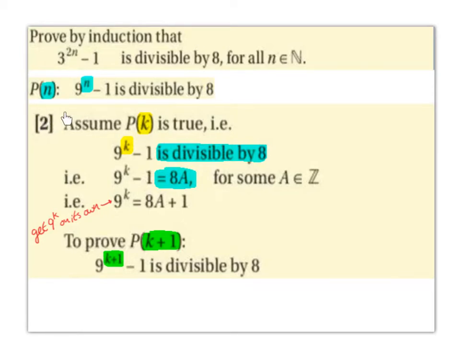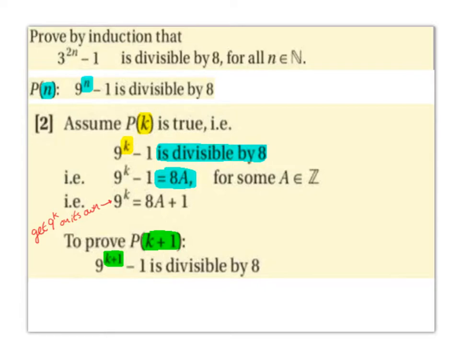So step 2, assume P of k is true, i.e. that 9 to the power of k minus 1 is divisible by 8. So basically just swap the n there for k. So 9 to the power of k minus 1 is divisible by 8, i.e. that is 9 to the power of k minus 1 equals 8a. So we're just swapping is divisible by 8 for equals 8a. So this is for some a value, an element of the integer set. And next we just get the 9 to the power of k on its own. So we bring the minus 1 over the equal sign and we get plus 1. So 9 to the power of k equals 8a plus 1.